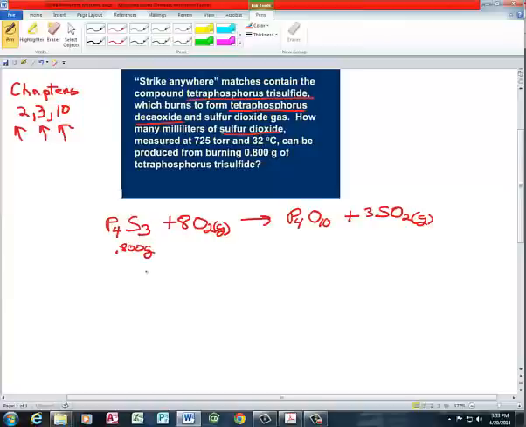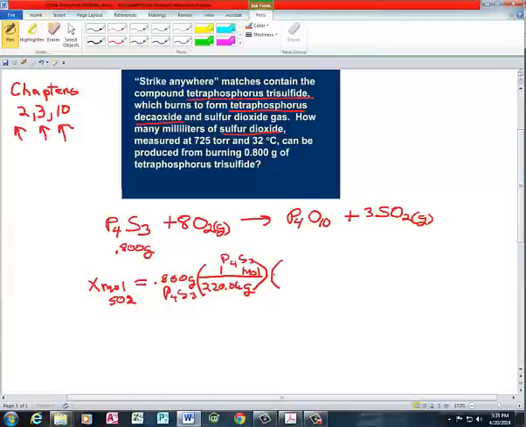So what I have is 0.800 grams of tetraphosphorus trisulfide. In order to do my stoichiometry to solve for the number of moles of sulfur dioxide, I need to convert my 0.800 grams of P4S3 into moles. The way you convert grams to moles is to divide by the molar mass. So we'll put grams in the denominator, moles in the numerator, and it's 1 mole per 220.06 grams.